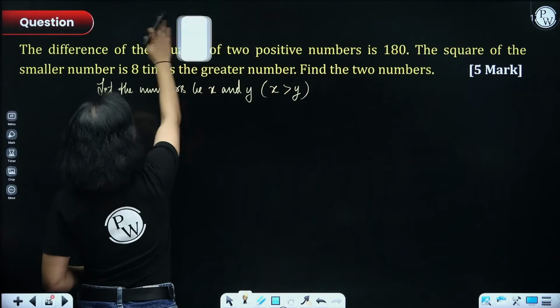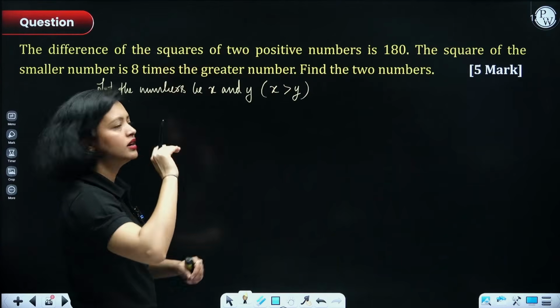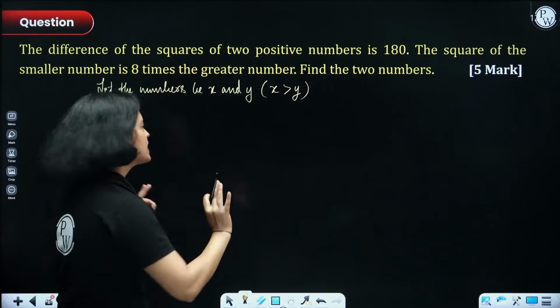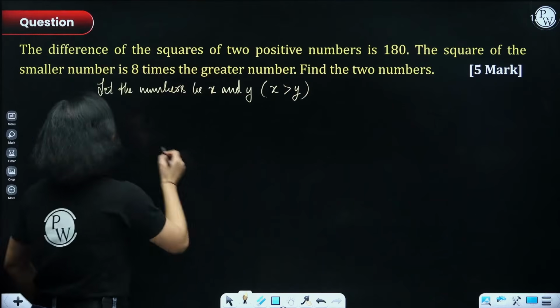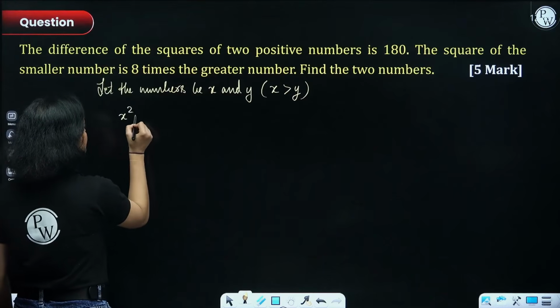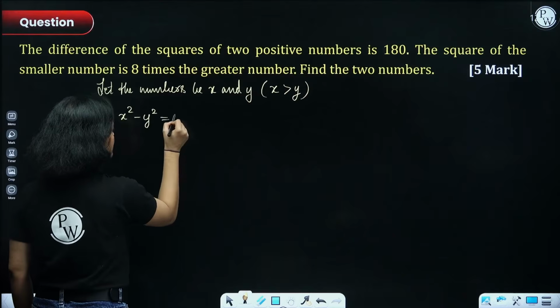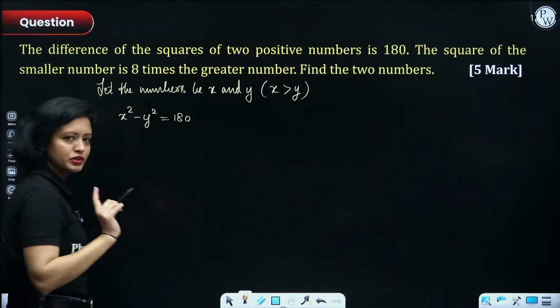I will now try to figure out the relationships. Okay? So first thing it's given, the difference of the squares of two positive numbers is 180. So this is very easy to write. X square minus y square is 180. From the larger number square, you will subtract the smaller number square, you will get 180, right?